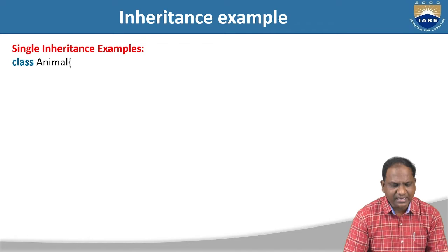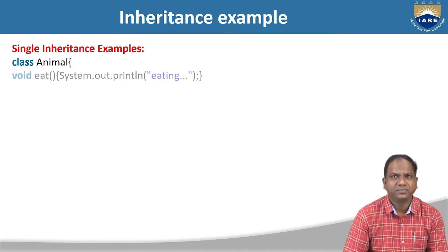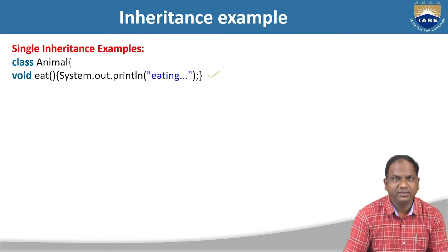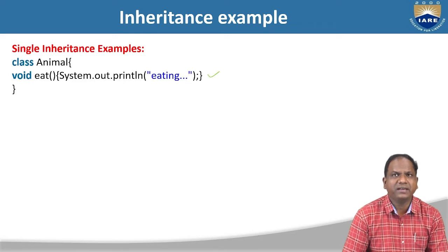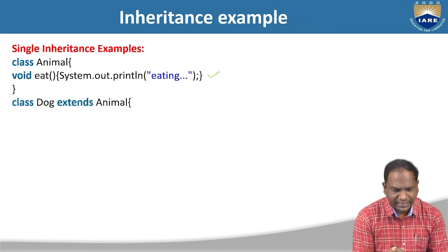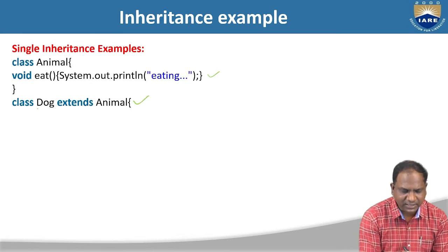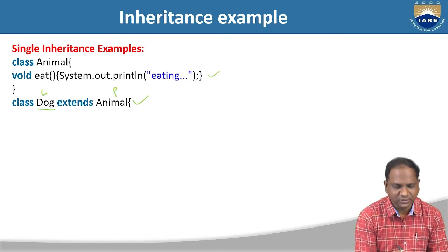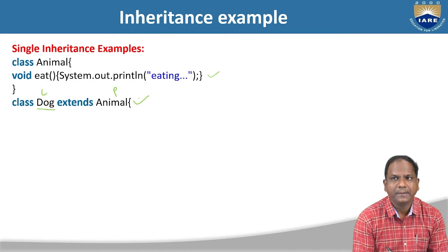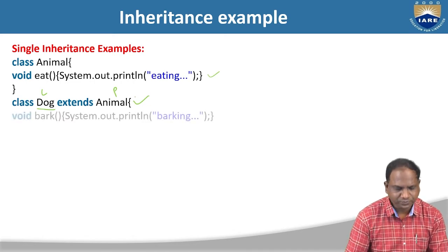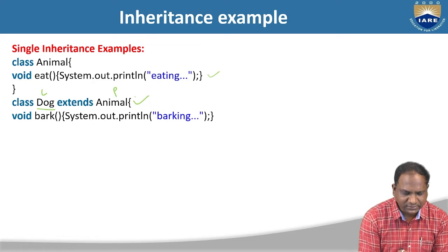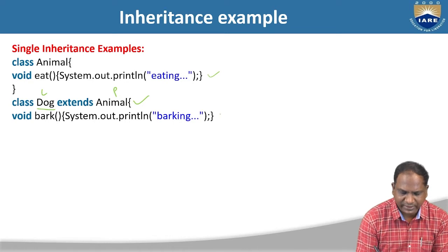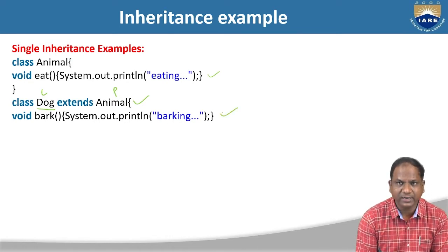Another example. I have an Animal class with a method eat, just a print statement, System.out.println eating, close. Only one method. I have a class called Dog extends Animal. So what is the Dog class here? Dog class is the child class, Animal class is the parent class. Again, Dog has its own property. What is the own member here? Method name is bark. System.out.println barking.